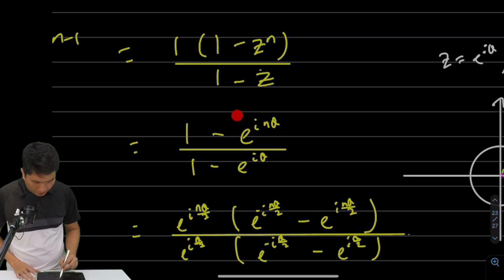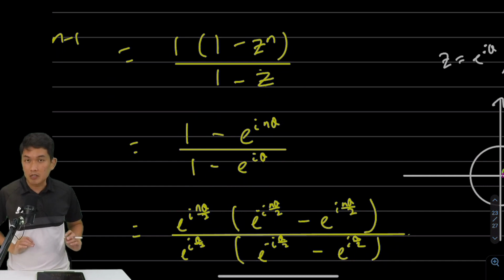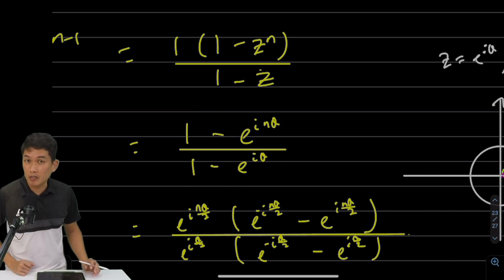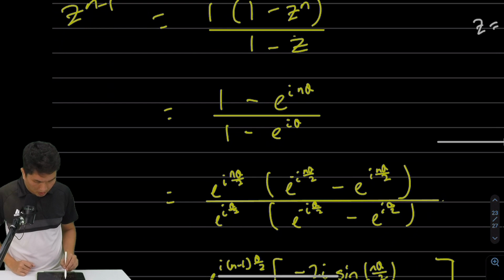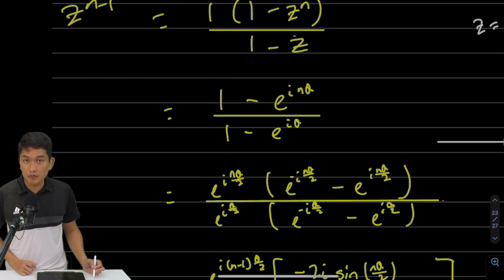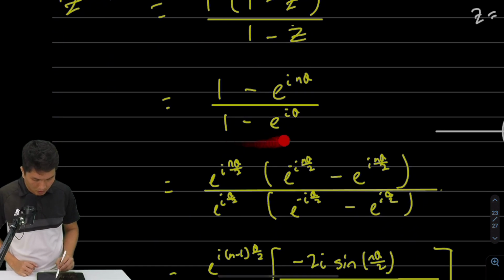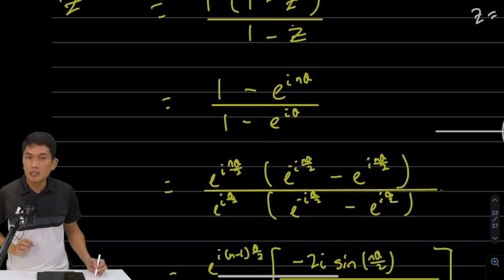And the next step, from this step to this step, will be a bit puzzling, right? But let me explain what I'm doing. From the numerator, we factor out half the argument, e to the i n theta over 2. And from the denominator, we factor out again half, e to the i theta over 2. Now, why are we doing this?